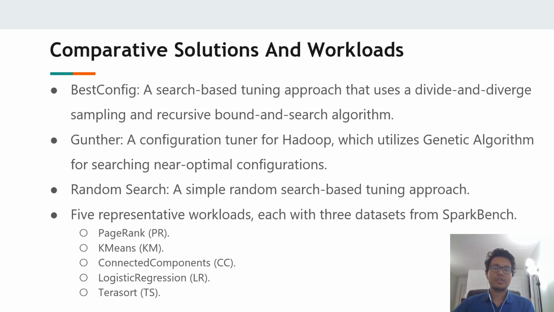The comparative solutions and workloads in our evaluation are BaseConfig, which is a search-based tuning approach that uses a divide and diverge sampling and recursive bound and search algorithm. Ganthar, which is a configuration tuner for Hadoop, which utilizes genetic algorithm for searching near optimal configurations. As a baseline, we use random search, which is a simple random search-based tuning approach. We use 5 representative workloads, each with 3 datasets from the Spark benchmark. These are PageRank, K-means, connected components, logistic regression, and TeraSort.